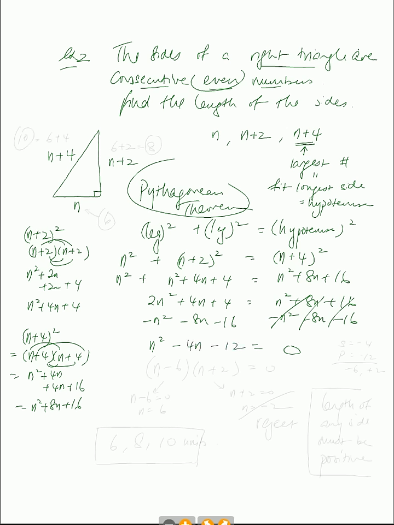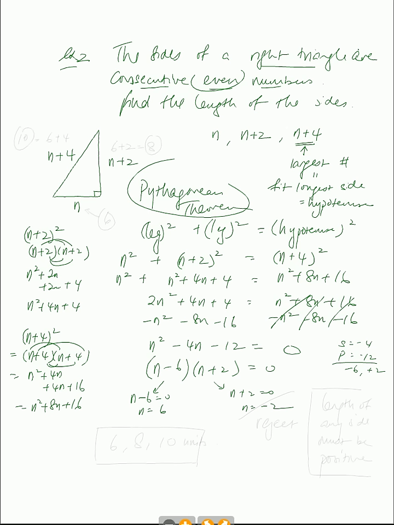So this is a trinomial. The sum is negative 4 and the product is negative 12. If you work that out, it's negative 6 and positive 2. So it's n minus 6 and n plus 2. Set each piece to 0. n minus 6 is 0, which tells me n is 6. n plus 2 is 0, which tells you n is minus 2.